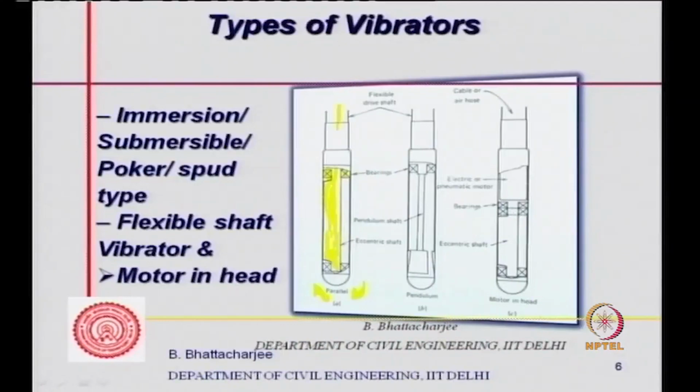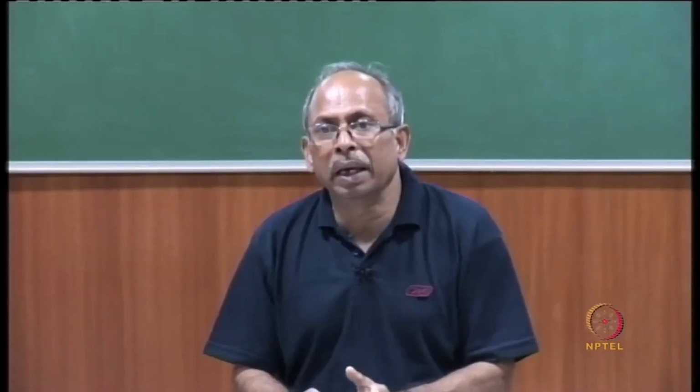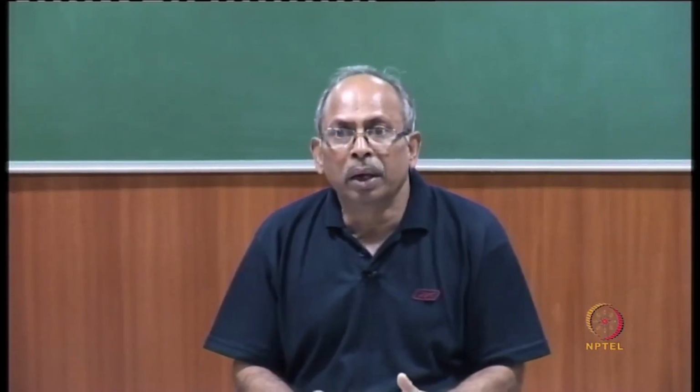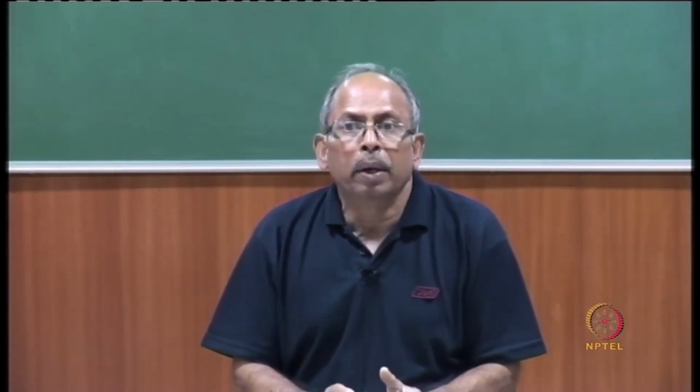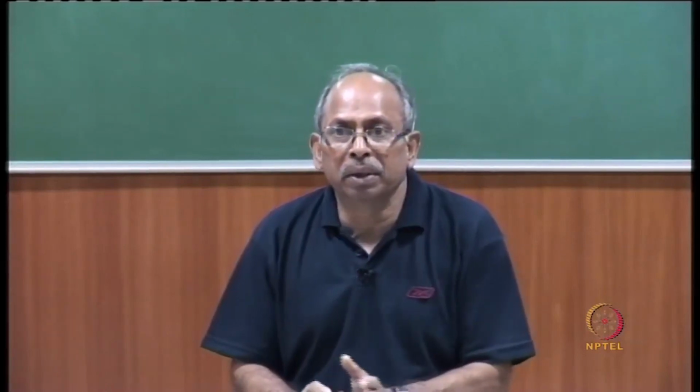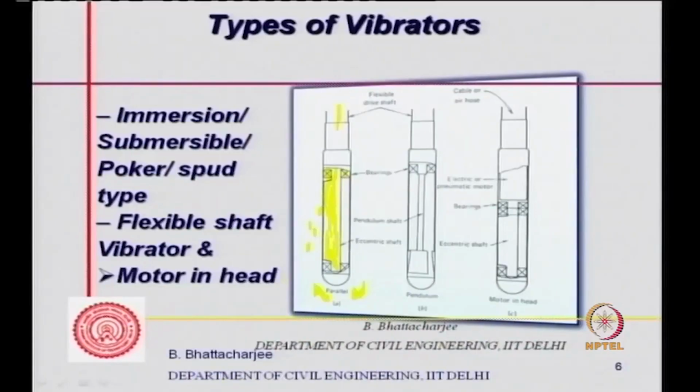Causing oscillatory motion, circular oscillatory motion, and the concrete in the surrounding will actually be subjected to this oscillatory motion of the vibrator, which pushes the concrete somewhat, and then again it's released. So there's a kind of compression of the concrete, and then a kind of rarefaction, because this will be moving in simple harmonic motion. So this is one type. The second type is the pendulum type, where the mass is here.